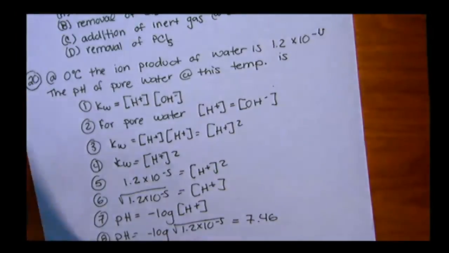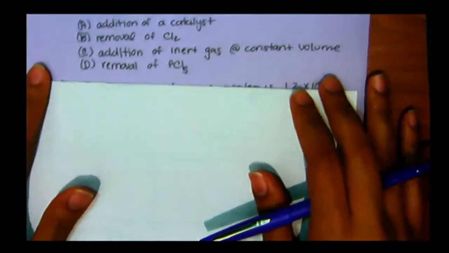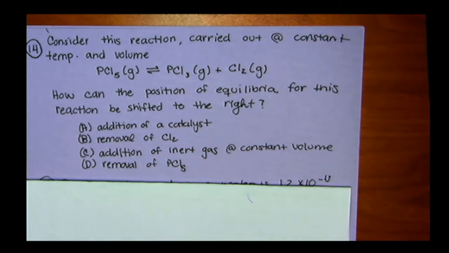All right, consider the reaction carried out at a constant temperature and volume. How can the position of equilibrium for this reaction be shifted to the right? All right, so immediately, which one can I eliminate? I heard everyone say A. Yes, A isn't going to affect it. A catalyst doesn't affect my equilibrium constant or my equilibrium concentrations. It just helps me get there faster.